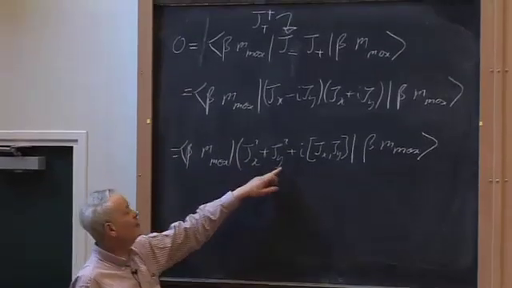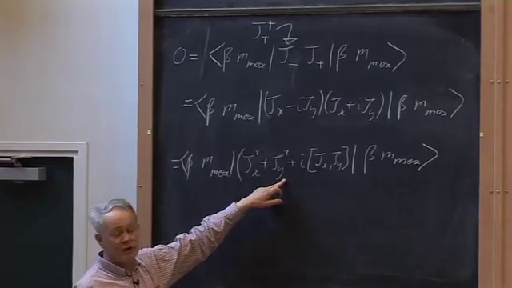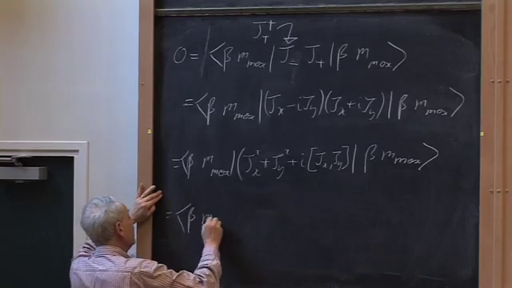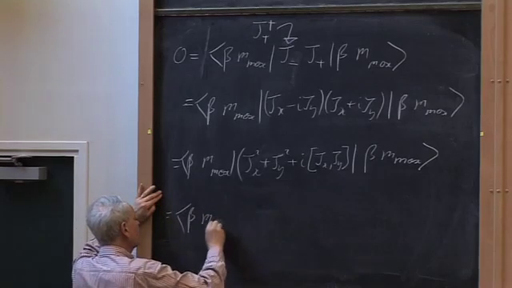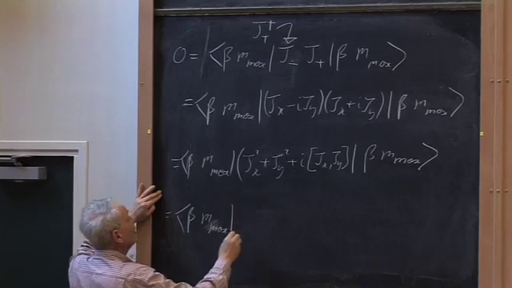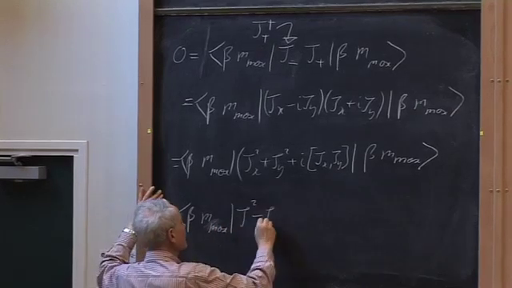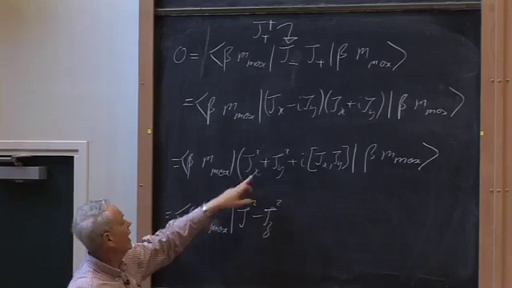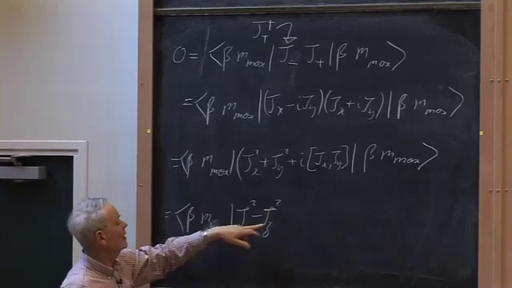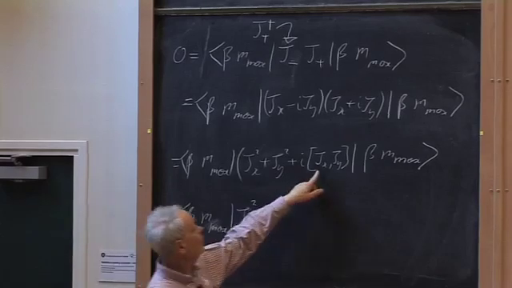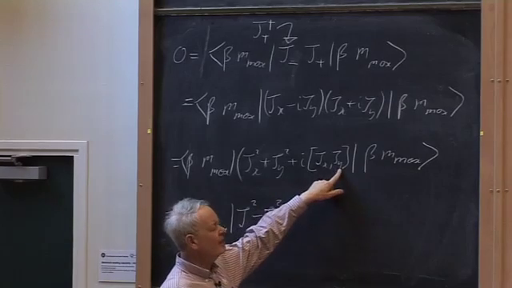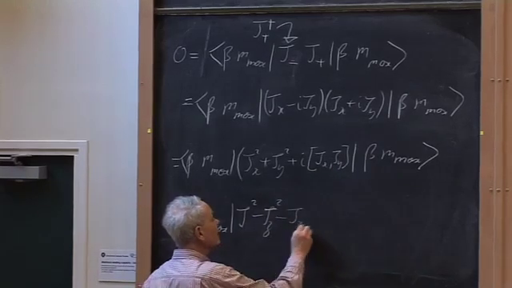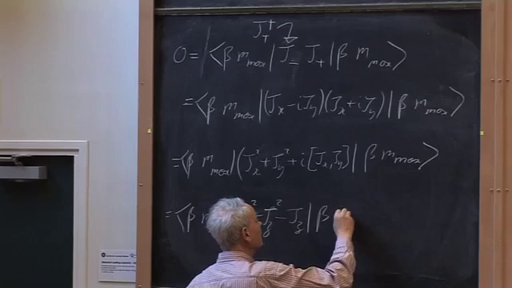Well, when we've got this much of J squared, we might as well have the whole of J squared. So we write this as beta M max J squared minus Jz squared, right? So we add a Jz squared and take it away again. And this, of course, is I Jz. So along with that I, we get minus Jz, beta M max.